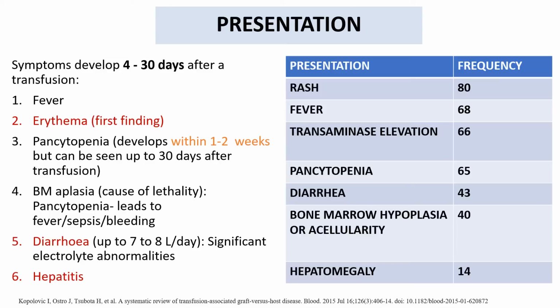GI symptom of diarrhea, with 7 to 8 liters of diarrhea per day, can be there, and this causes significant electrolyte abnormalities. Hepatitis is also one of the symptoms of TA-GVHD.